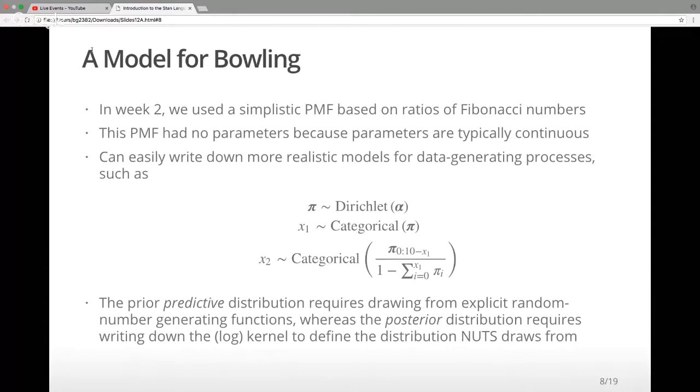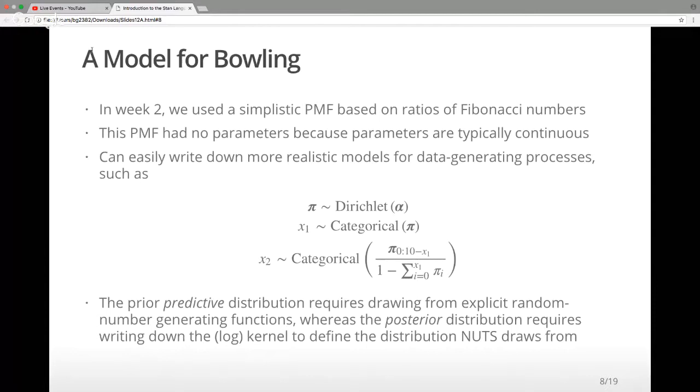So yes, we have a prior distribution that we may not be able to pronounce, but it has a name. But the conditional distribution of pi, given the data, does not have a name in this data generating process. And so we have to define the kernel, the numerator of Bayes' rule, but in log units, so the product becomes a sum of logarithms, in order for Stan to know what distribution it needs to be drawing from to make that topology and then to move randomly around that space.